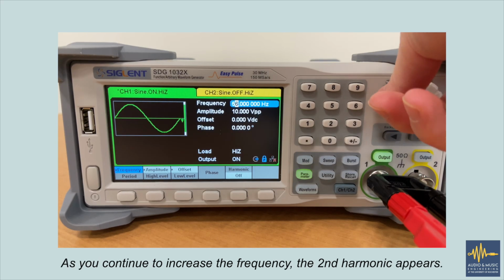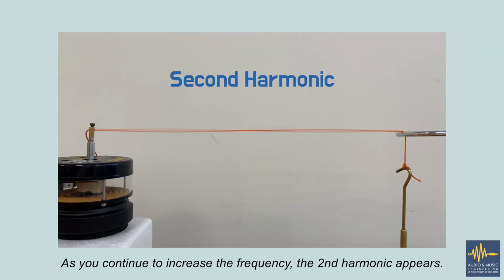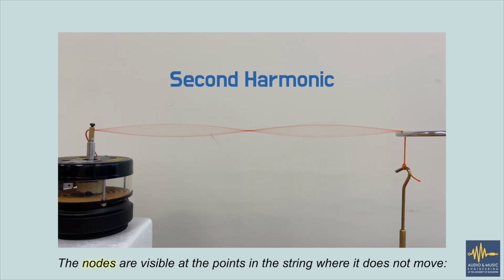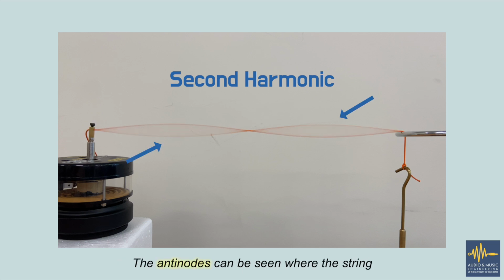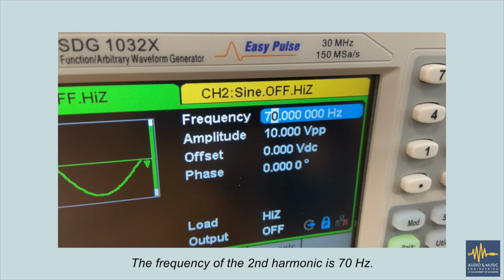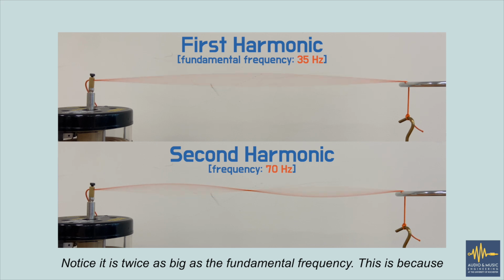As you continue to increase the frequency, the second harmonic appears. The nodes are visible at the points of the string where it does not move, one at each fixed end of the string as well as the center. The antinodes can be seen where the string moves with maximum amplitude. The frequency of the second harmonic is 70 Hz. Notice it is twice as big as the fundamental frequency.